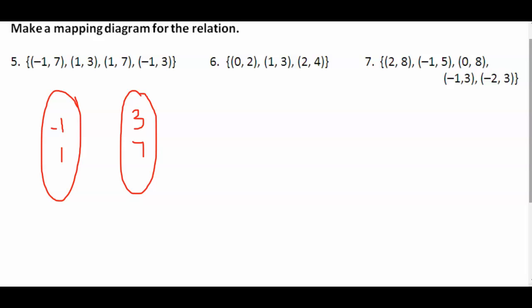So what we say is -1 maps to 7. So you draw an arrow from -1 to 7. And then 1 maps to 3. 1 also maps to 7. And -1 maps to 3.